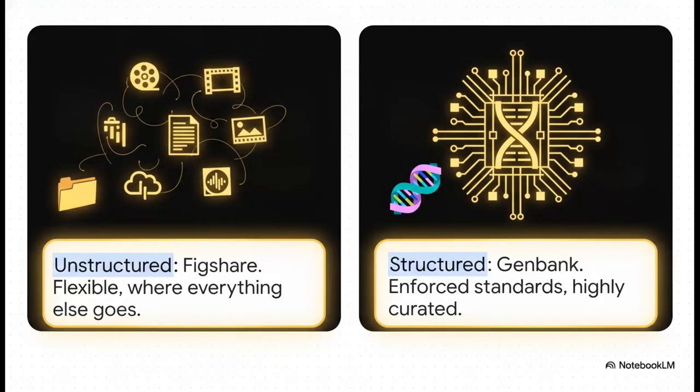Basically, there are two main paths for your data. If your data is highly unique or just doesn't fit a standard mold, like maybe it's a video of a behavioral study or some totally custom spreadsheet, it belongs in an unstructured repository. Think Figshare or Dryad. These guys are super flexible. They're essentially where everything else goes. But on the flip side, if you're part of an industrial-scale science project, like, say, an omics field that's churning out nucleotide sequences, your data belongs in a structured repository, like GenBank. Structured repositories enforce really strict formats, which makes the data highly curated and, most importantly, easily readable by computers.